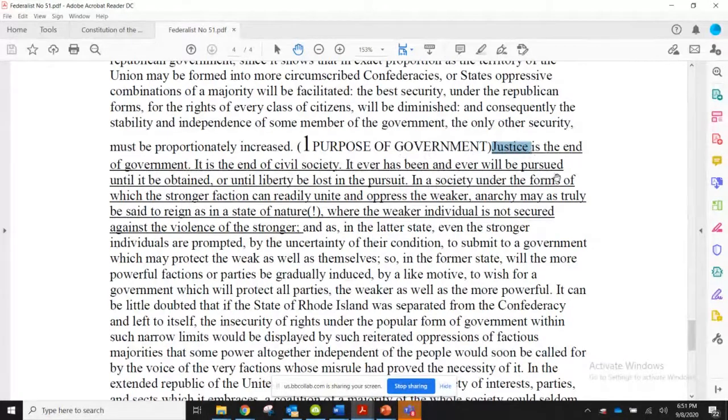In a society under the forms of which the stronger faction can readily unite and oppress the weaker, anarchy may as truly be said to reign as in a state of nature. What? A state of nature. Who? Put this in the chat box, please. Which British philosopher in 1651 wrote this book called The Leviathan, in which he said life before government is life in a state of nature?